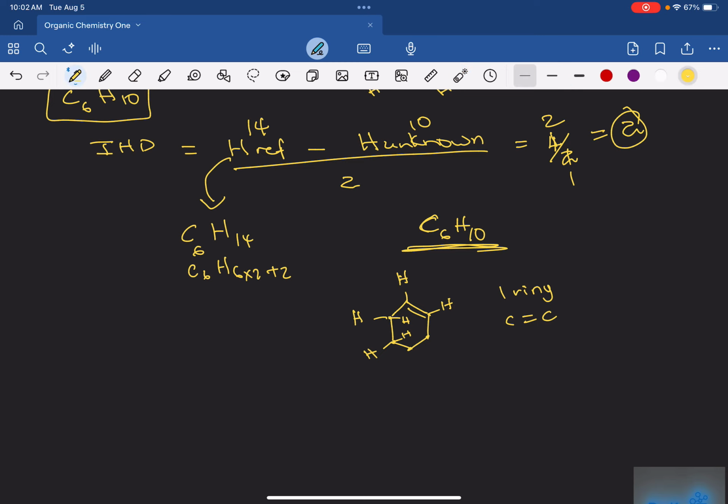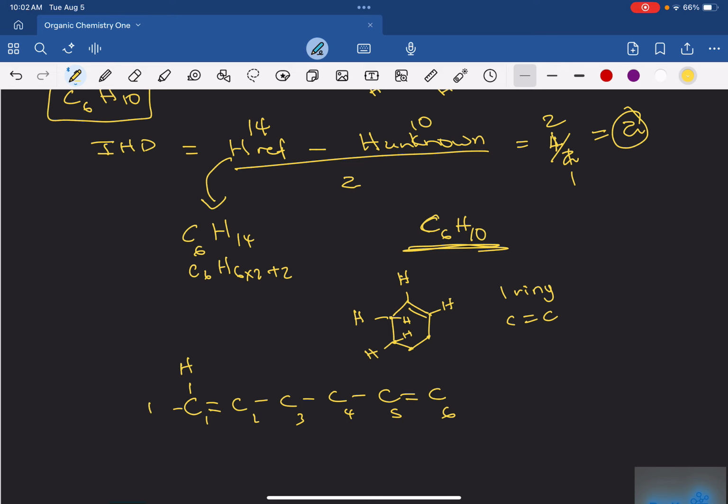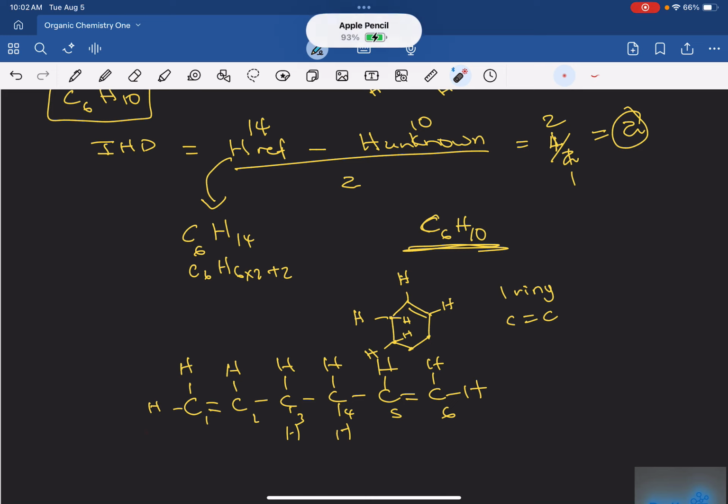What if we drew 6 carbons in a long chain, 4, 5, 6? It has to have 2 double bonds though. It doesn't matter where I put the double bonds. Let's see if this also gives us C6H10. So let's go. 1, 2, 3, 4, 5, 6, 7, 8, 9, 10. So this is also a possible structure for C6H10. And if you notice, right, it has 2 degrees of unsaturation. It's my 2 double bonds. Those are the 2 degrees of unsaturation.